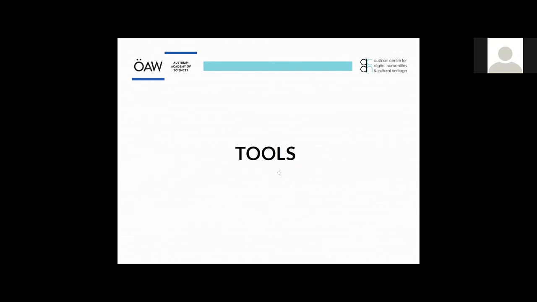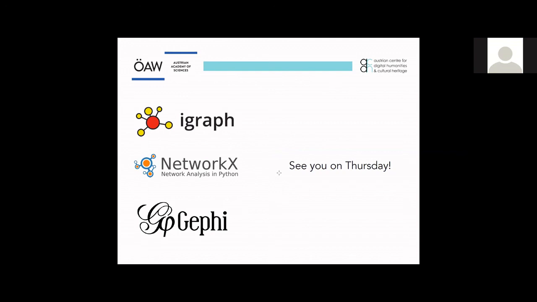And these are the most famous tools to build and analyze networks. This is a package available for R and Python that has implemented all the measures and also methods to build networks, to compare them, and so on. This is another important package, only available for Python. And this is a tool that is very useful for analysis and also for visualization, Gephi. But let's talk about this on Thursday.